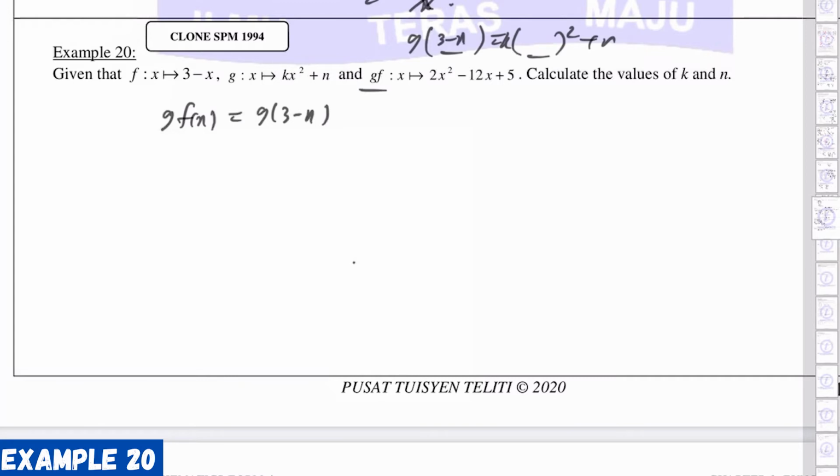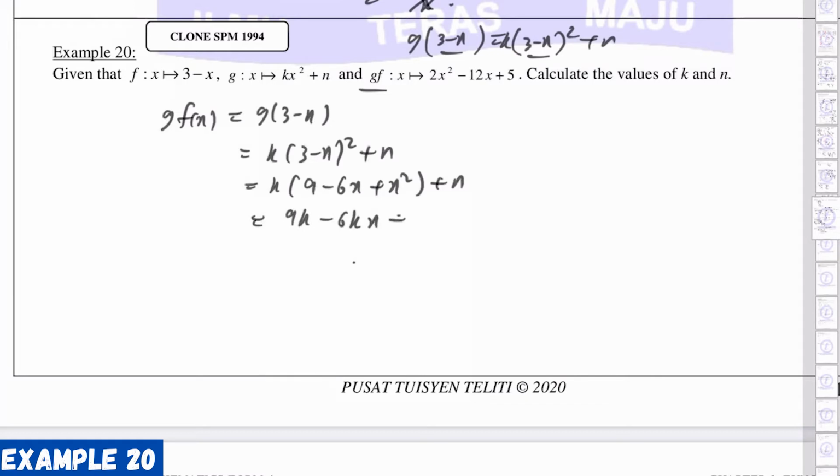And in this case, if I put 3 minus x, I must put 3 minus x over here. So let's write k(3 minus x) squared plus n. Okay, next we're going to expand this. 9 minus 6x plus x squared. This is n. Multiply inside: 9k minus 6kx plus x squared plus n.